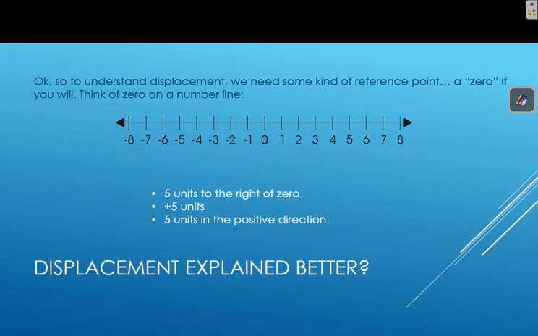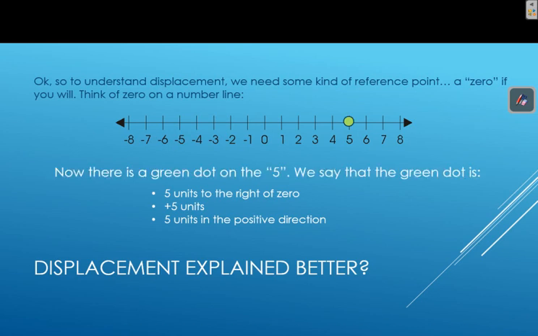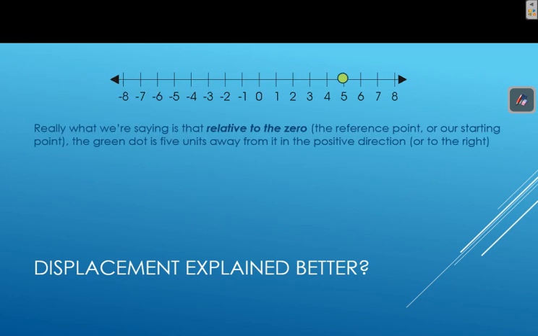Okay, so to understand displacement, we need a reference point, a zero if you will, and think of zero on the number line. We have all the negative numbers getting bigger to the left, and we have all the positive numbers getting bigger to the right. And if we put a green dot there on the 5, we can say that the green dot is either 5 units to the right of 0, it is positive 5 units, or 5 units in the positive direction. Really what we're saying is, relative to the 0, which is our reference point, the green dot is 5 units away from it in the positive direction, or to the right.